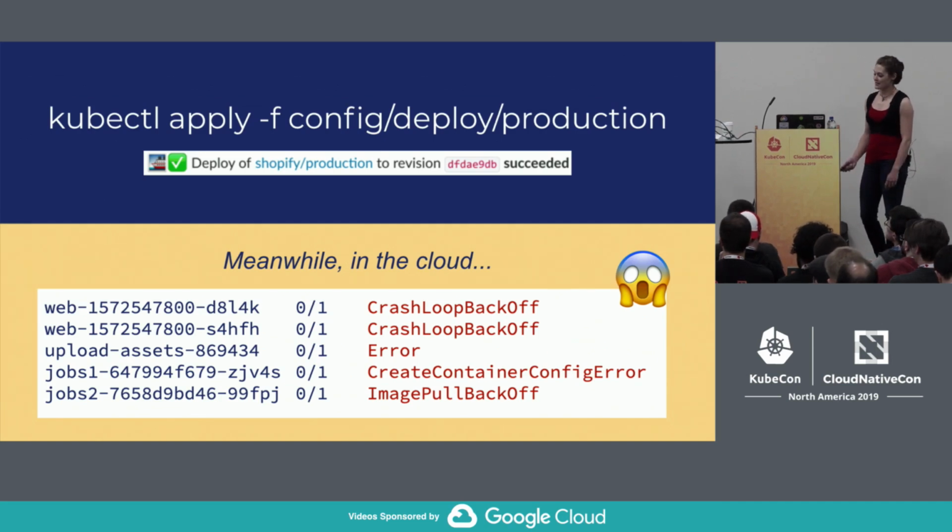So all the success status really means is that the API server accepted your desired state, not that your desired state has been or will ever be reached. We knew that once we started onboarding non-experts, this was not going to cut it.